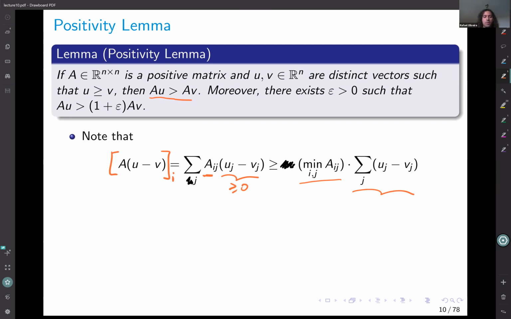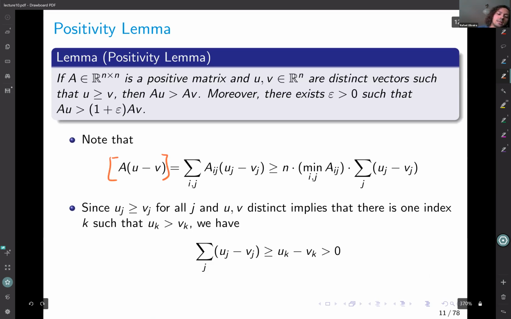Okay, great. But now, what do we have? Let me just correct this slide as well so that it's properly written. Since we know that uj is greater or equal to vj for all j, and u and v are distinct, there is one index where this must be a strict inequality. So in particular, this sum here is greater than or equal to uk minus vk, which is strictly bigger than 0. So each entry of A times U minus V is greater or equal to the minimum of aij times some number, let's say mu, but this is bigger than 0. So this is strictly bigger than 0.